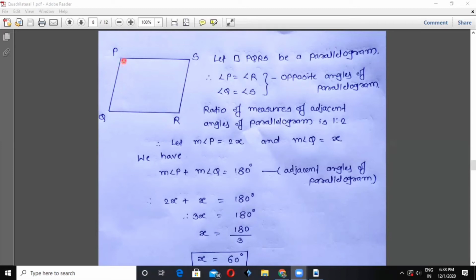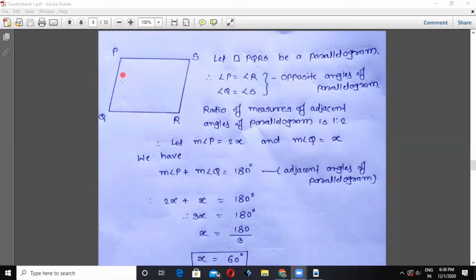Now if we consider these two angles P and Q, as we can see, Q is an acute angle and angle P is an obtuse angle. So if we multiply 1 and 2 by a common multiple x, we get the measure of angle Q as x and measure of angle P as 2x. So measure of angle P is 2x and measure of angle Q is x.